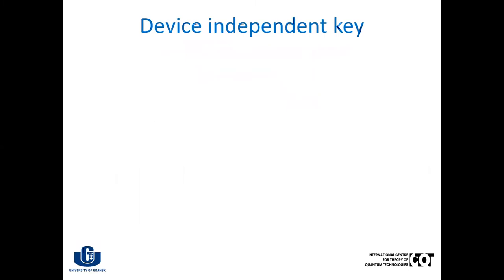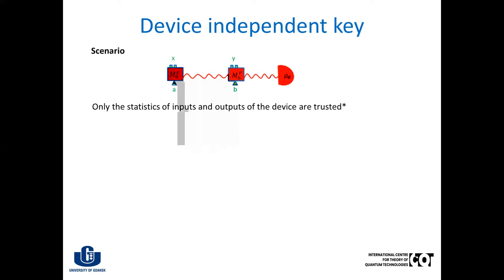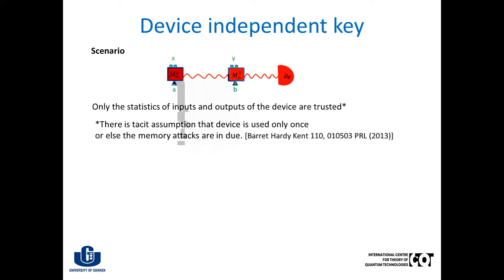And now let me turn to device-independent key. This scenario is a bit different from the device-dependent one, because the honest parties share a state with Eve, who holds a purification. However, the parties have two devices that have buttons and some outputs, and the honest parties Alice and Bob trust only the statistics of inputs and outputs of the devices. To be short, of course, there is a small star: there is a tacit assumption that the device is used only once, because otherwise the device could leak the key from one session during the second session. So once you use the devices, feed the input and get the outputs, you should generate the key and then trash the devices. So this is the scenario.